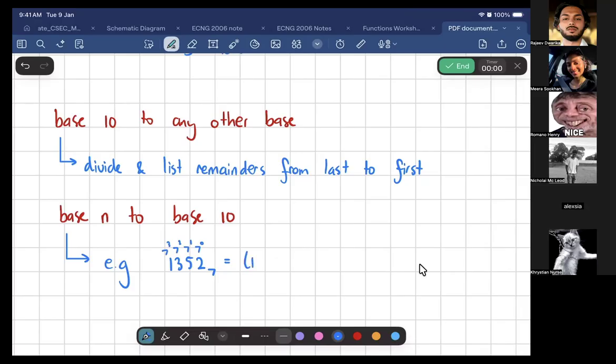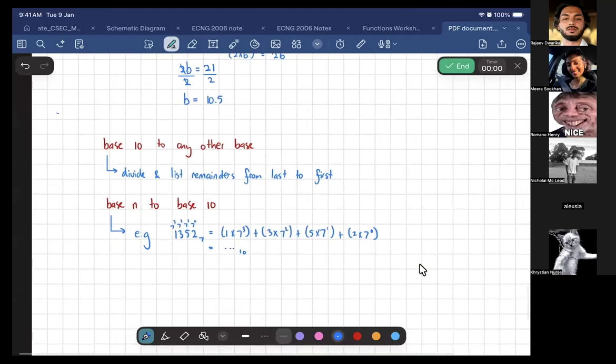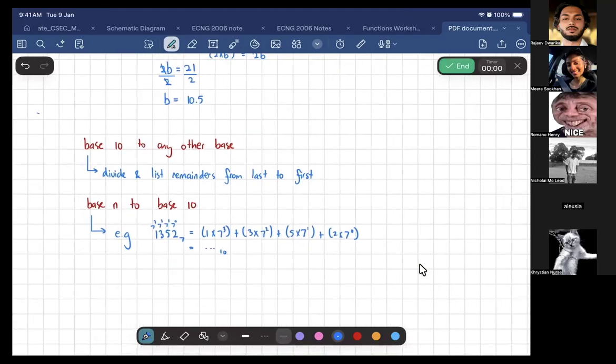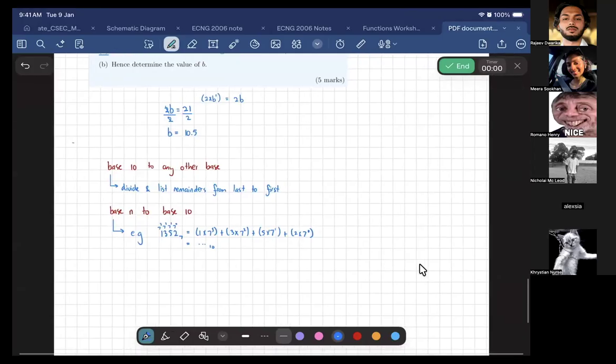So the 1 will be 1 times 7 to the power 3. That'll be 3 multiplied by 7 to the power 2, plus 5 times 7 to the power 1, plus 2 times 7 to the power 0. You add up all that and you get your answer in base 10. That's the whole process. Simple? Yeah, so we understand bases.